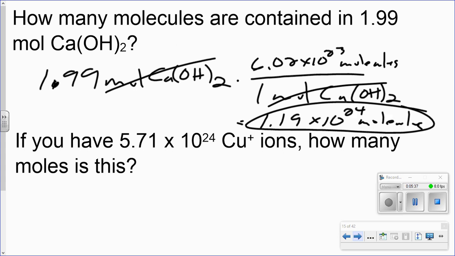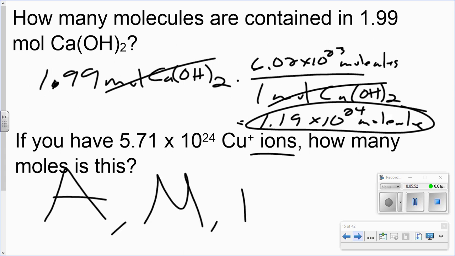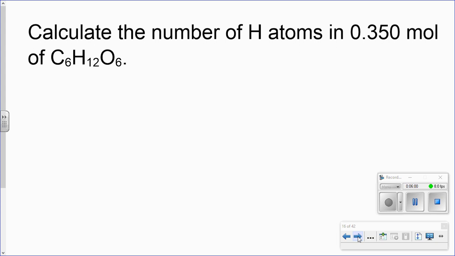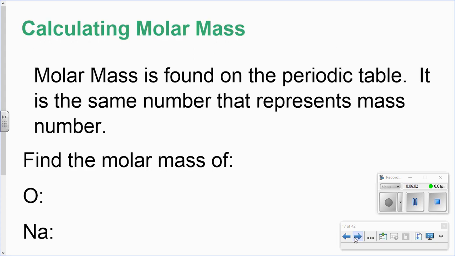1.19 times 10 to the 24th. So I'm just matching things up just like I did before. Notice this question says ions. Again, don't be daunted because Avogadro's number, or 1 mole of anything, is 6.02 times 10 to the 23rd. Atoms, molecules, or ions, it doesn't matter. That's what we'll stick with when we talk about Avogadro's number in those calculations. We'll do that one in class.